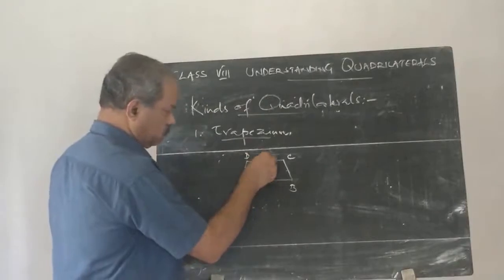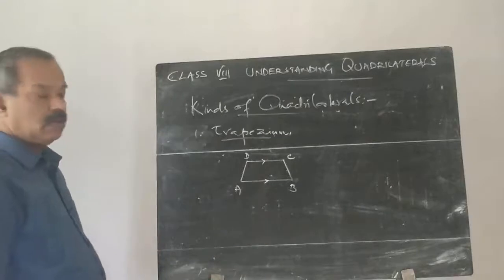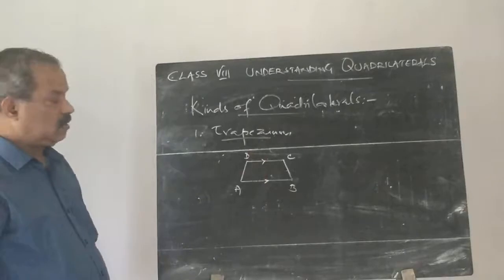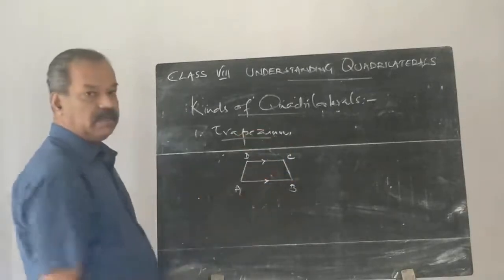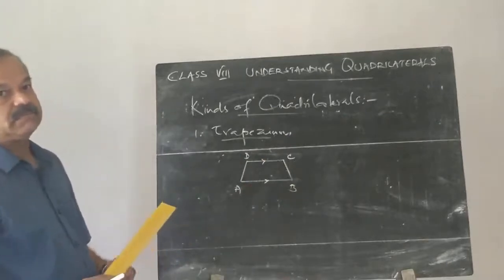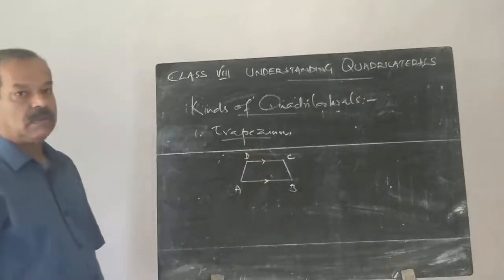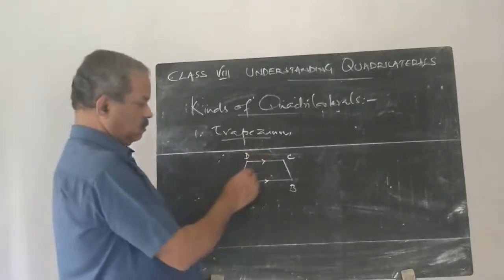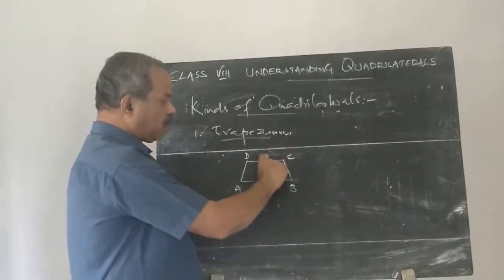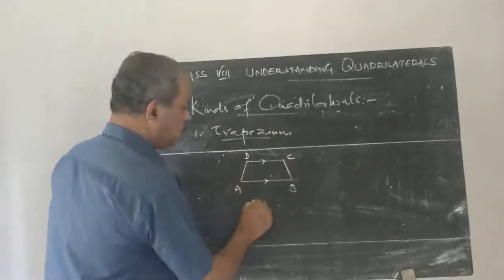Here look at this sign. This sign represents parallel lines. So in quadrilateral ABCD, AB and DC are parallel sides. To represent parallel sides, we use this symbol, arrows. So, in quadrilateral ABCD, one pair of opposite sides are parallel. Such a quadrilateral is called a trapezium.